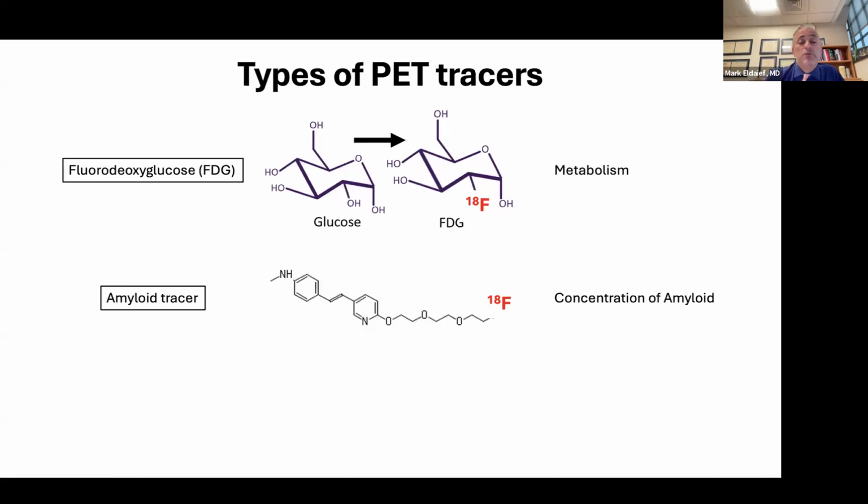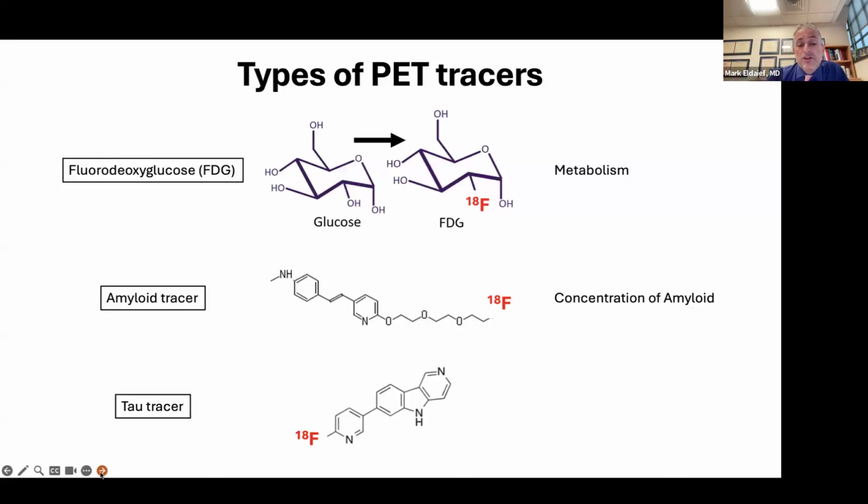And so if you don't have Alzheimer's disease, or if you're very young and you don't have Alzheimer's disease, you're really going to see almost none of this. You're going to see a scan that's almost completely negative or just has tiny, tiny bits of this. But if you have Alzheimer's disease, you might see a really big concentration of amyloid everywhere.